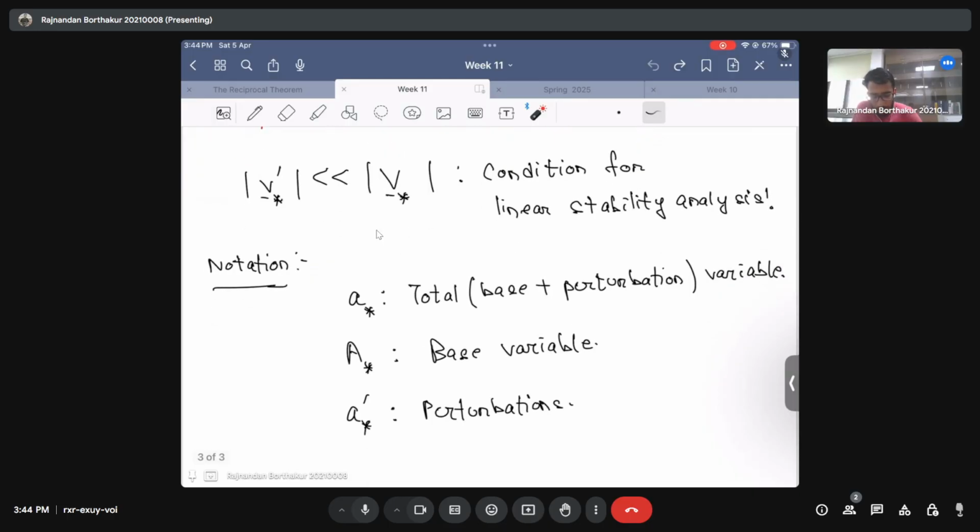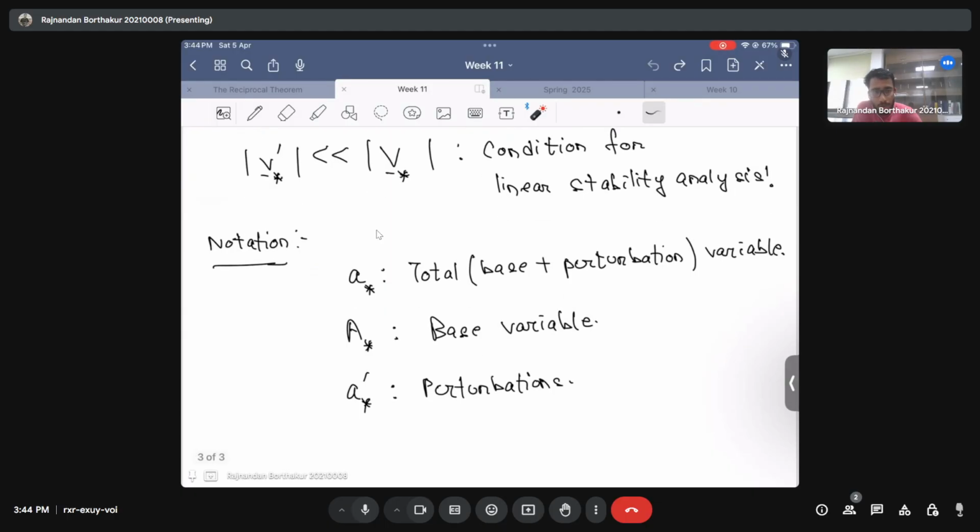Before trying to understand the condition for linear stability analysis, let's look at the notations of the various variables. The aggregate variable, which we call the total variable, comprises the base variable and the perturbations. We will denote it with small letters. The base variables we will denote with uppercase letters, and the perturbations we will denote as dash quantities. The star is written because it shows the dimensional quantities. The corresponding non-dimensional quantities will be A, capital A, and A dash. A will denote the aggregate variable, capital A will denote the base variable, and A dash will denote the perturbations.